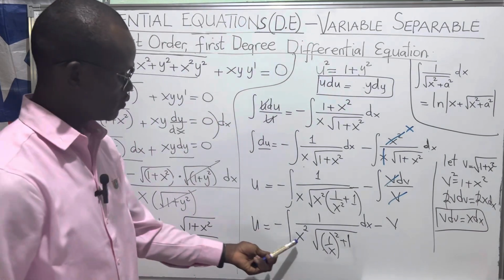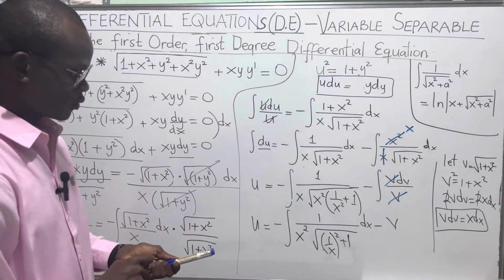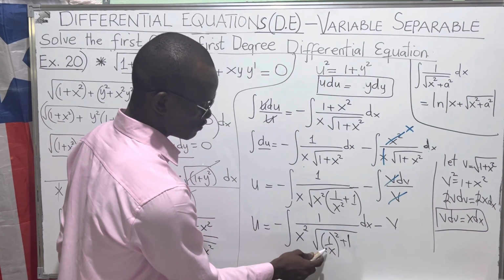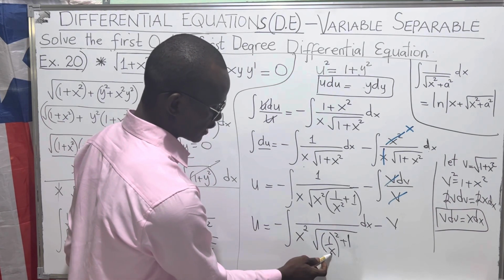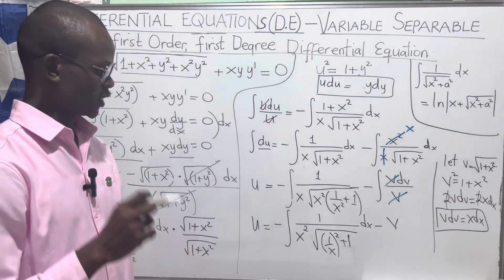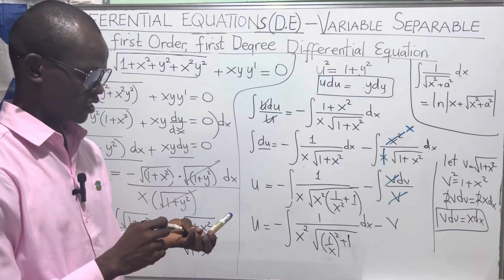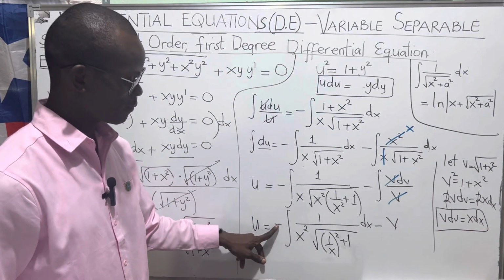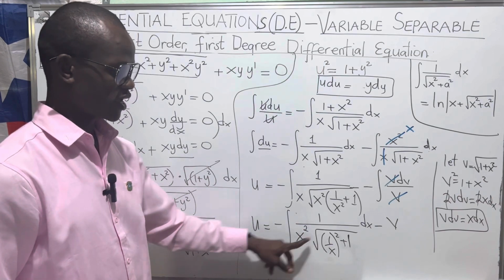Now the reason why we rewrite this like this is because we want to bring in some u substitution. If we let our u be 1 over x, we know that the derivative of 1 over x is negative 1 over x squared. That negative 1 over x squared, we can get from here, because it's negative 1 over x squared dx.